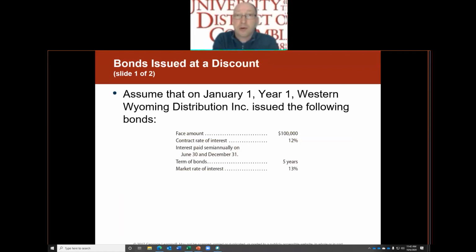Here's another example. This one's at a discount. Let's say there's a discount involved. We have a $100,000 face value. The contract rate is 12%. The bond has a useful life of 5 years. The market rate is 13%. So we know that there's a discount. The bond rate is 12%, the market rate is 13%, which means there's going to be a discount of 1%.